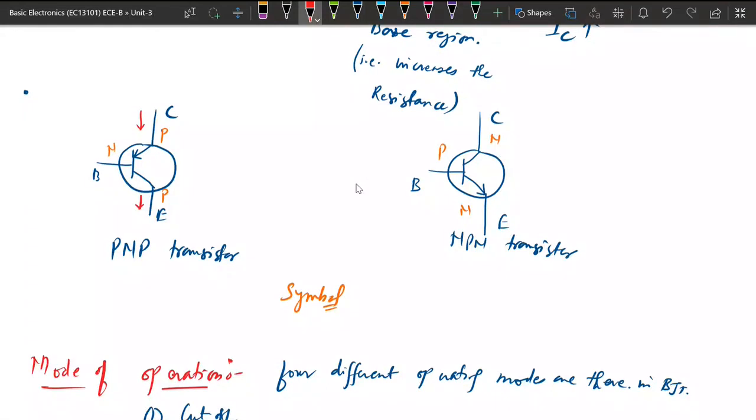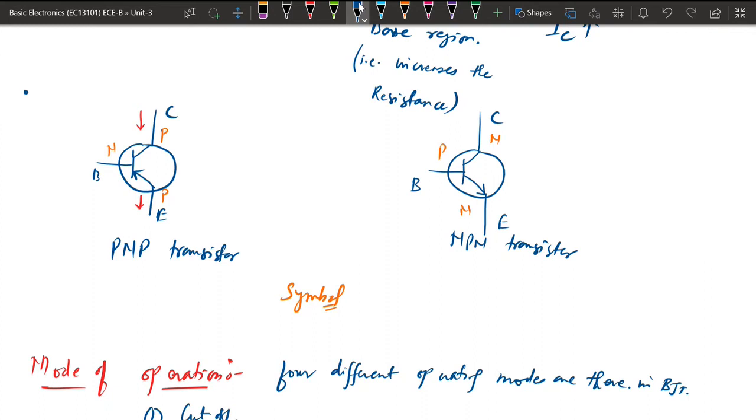Now this is the symbol, basically the symbol of the PNP transistor and the NPN transistor. Here the emitter terminal, the collector terminal, and the base terminal are shown. You can identify the symbol by the arrow direction. Like this is NPN.